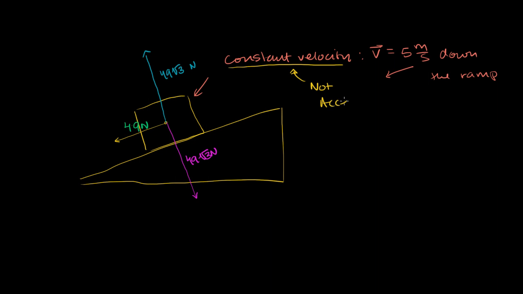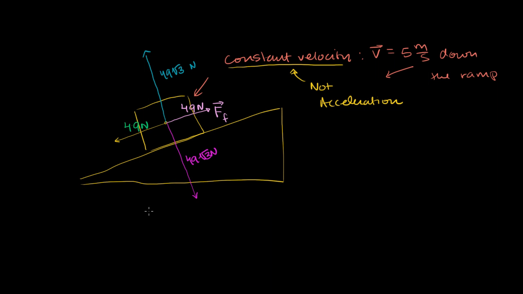Not accelerating here. So if you're not accelerating in that direction, that means that the force in that direction must be balanced. So there must be some force acting in the exactly opposite direction that keeps this thing from accelerating downwards. And so it must be exactly 49 newtons in the opposite direction. And as you can imagine, this is the force of friction. This right over here is the force of friction.